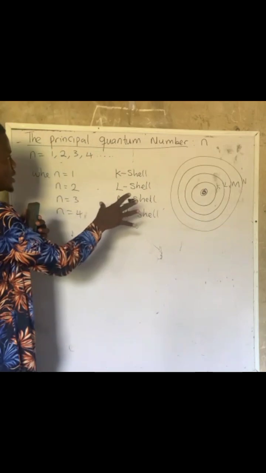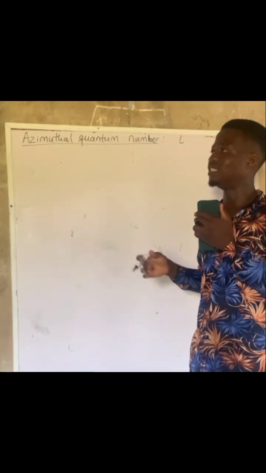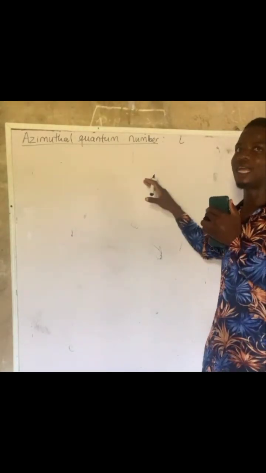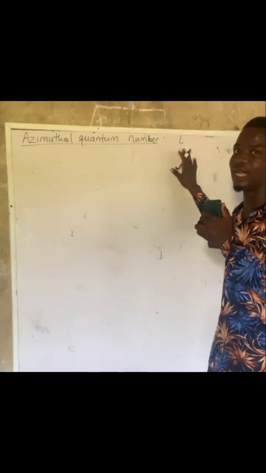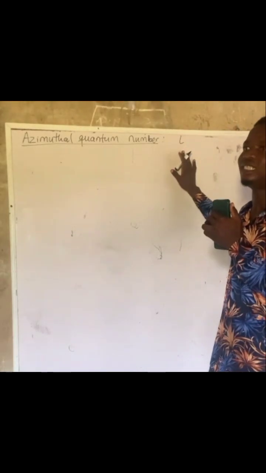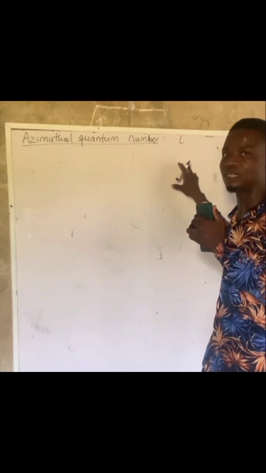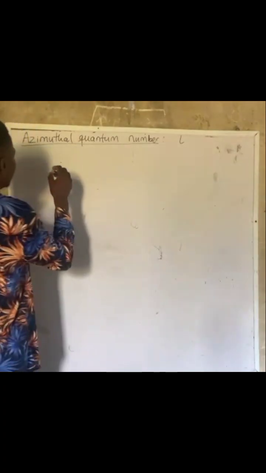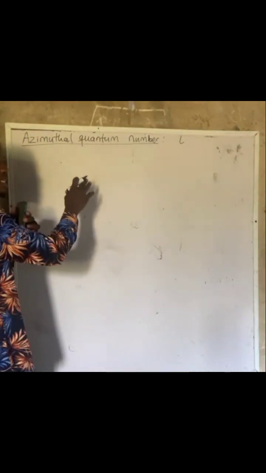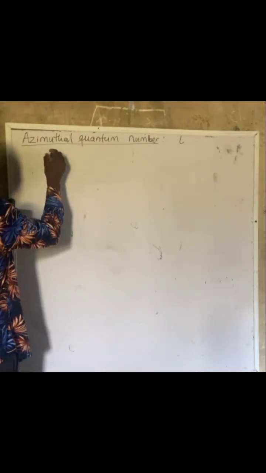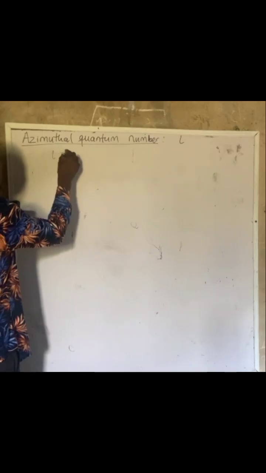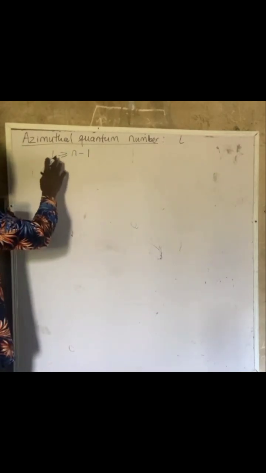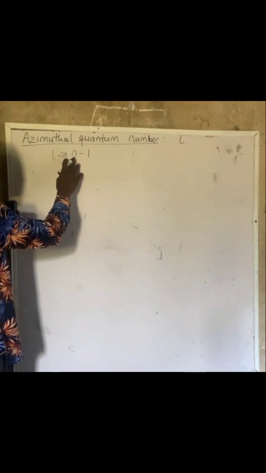The second quantum number we're talking about here is the Azimuthal quantum number, denoted by letter L. It describes the subshell of the main shell, that's a subdivision of the main shell. And there's a relation between the principal quantum number and the Azimuthal quantum number: L is less than or equal to N minus 1.